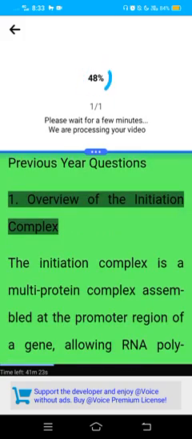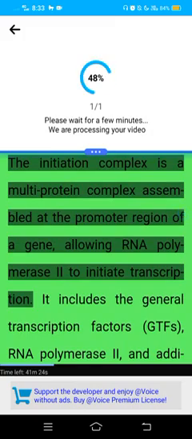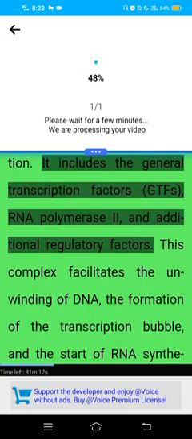1. Overview of the initiation complex. The initiation complex is a multi-protein complex assembled at the promoter region of a gene, allowing RNA polymerase II to initiate transcription. It includes the general transcription factors, GTFs, RNA polymerase II, and additional regulatory factors.